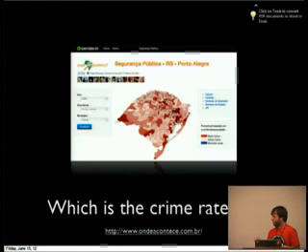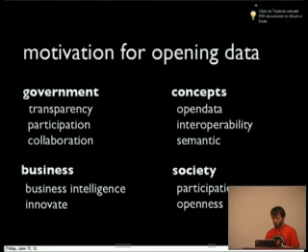Another one is about the crime rate in my city, in my state. There are a lot of types of crime. For example, in one state of Brazil, we made this website to show the information on a map. We'll talk more about this website too.